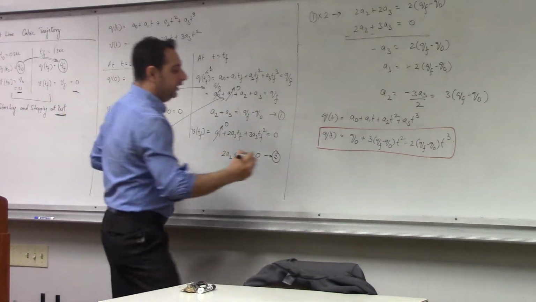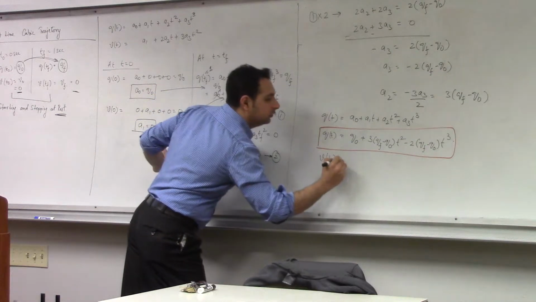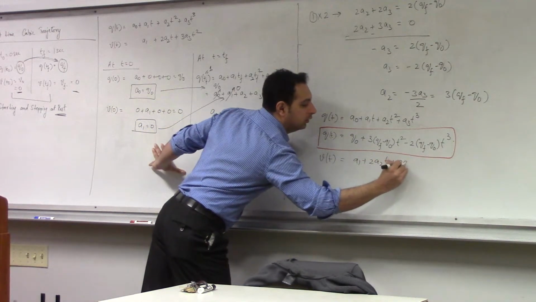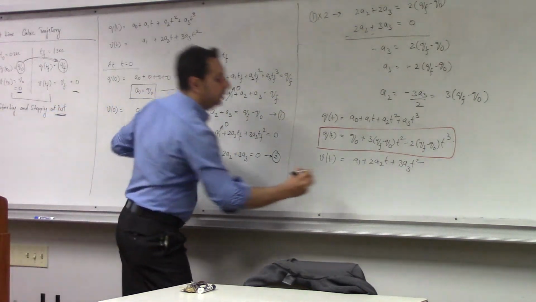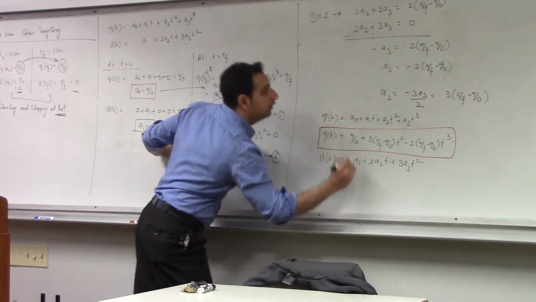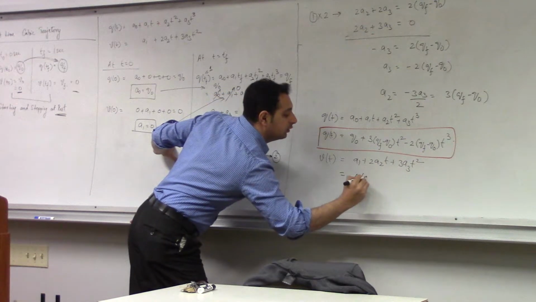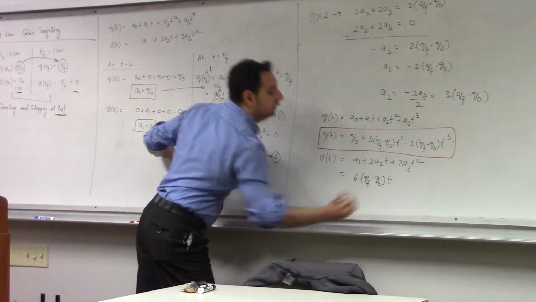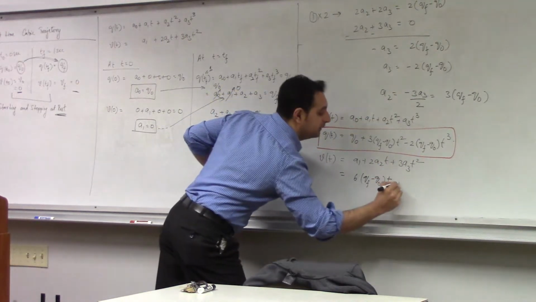Same thing with v. V of t will be equal to a1 plus 2 a2 t plus 3 a3 t square. So a1 is 0, 2 times a2, so this will be 6 times (qf minus q naught) t plus 3 times a3, so minus 6 times (qf minus q naught) t square.